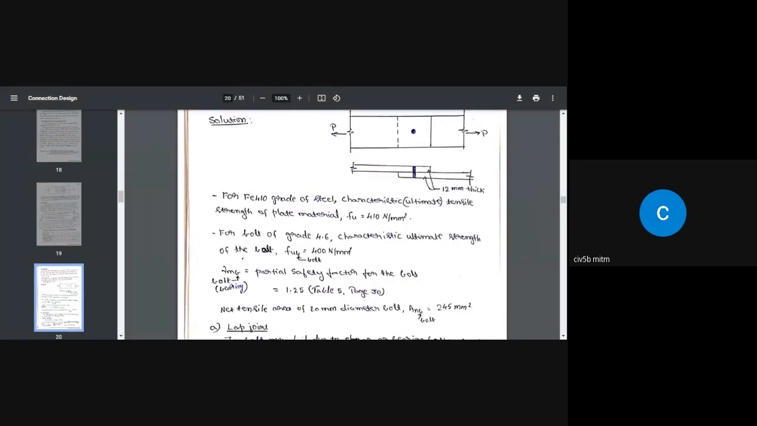Whenever you solve a problem in the examination or in internals or assignment, you don't have to write table 5, page 30, etc.